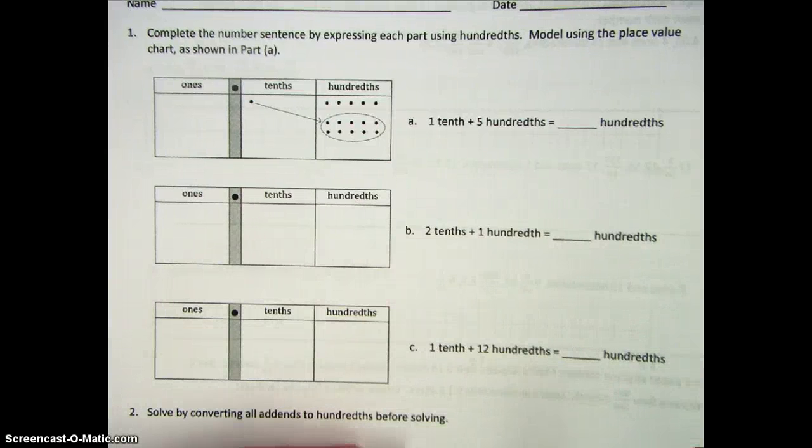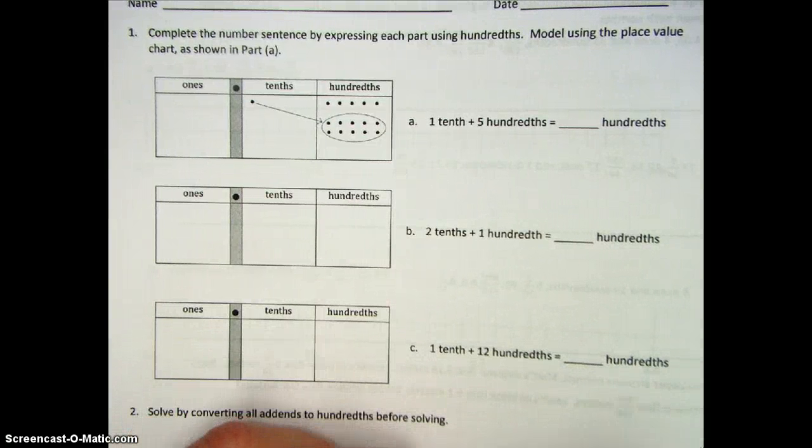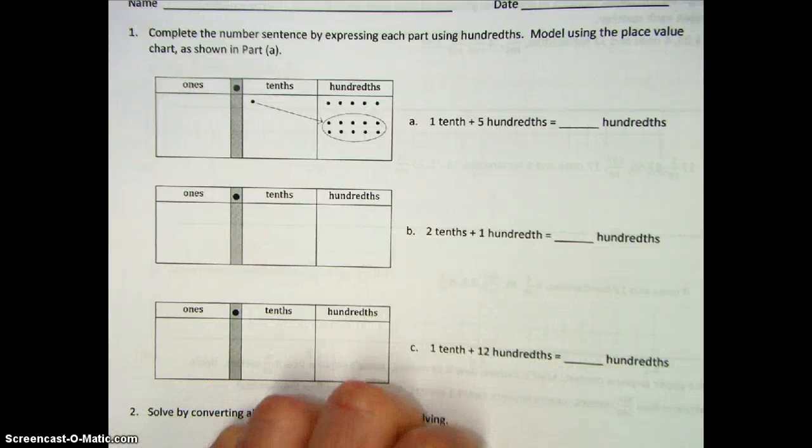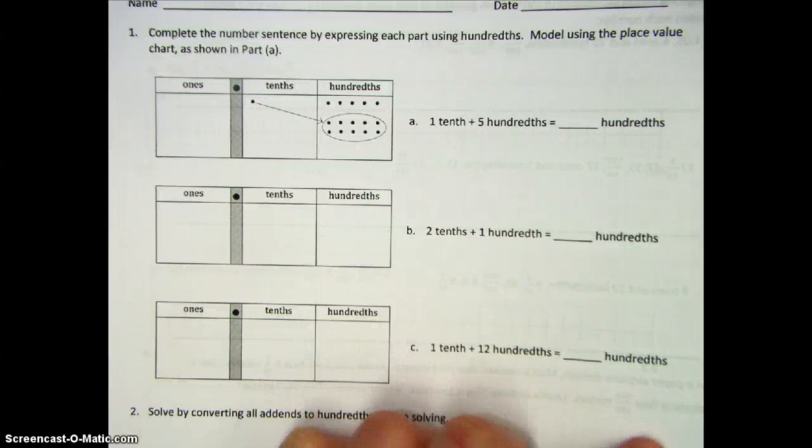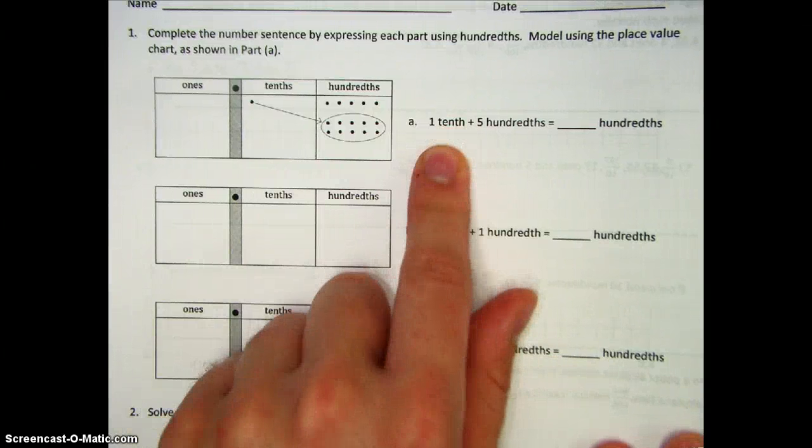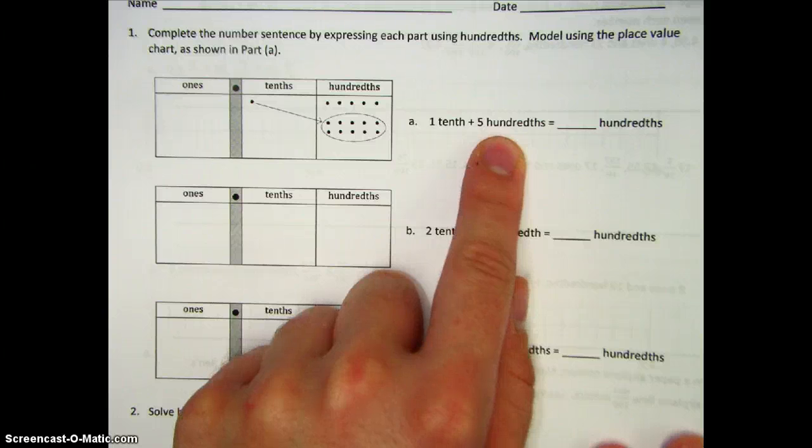Okay, so today for lesson 12, we're going to be applying our understanding of fraction equivalence to add tenths and hundredths. So starting off with number 1, we're going to complete the number sentence by expressing each part using hundredths. We're going to model using the place value chart, just like it's been shown in part A. So if you can take a look, we have 1/10 and 5 hundredths.